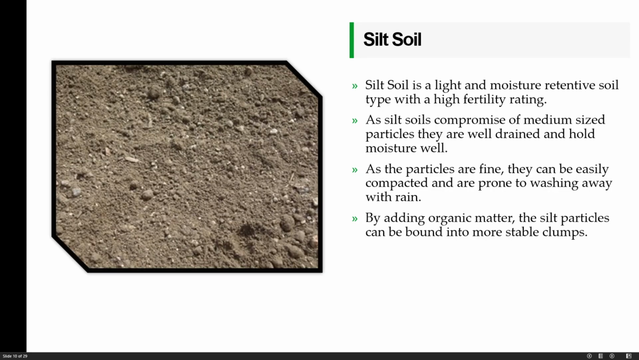So silt soil is light, kaya mas buwaghag siya, because it is a light and moisture retentive soil type with a high fertility rating. Sabihin, mabilis mabuhay ang mga halaman dito. Silt soils comprise medium-sized particles. They are well drained and hold moisture well. Okay, by adding organic matter, the silt particles can be bound into more stable clumps. Okay, so the particles are fine. Ayan, tignan nyo mabuti yung itsura ng silt soil, mas buwaghag at mas madali siyang taniman.